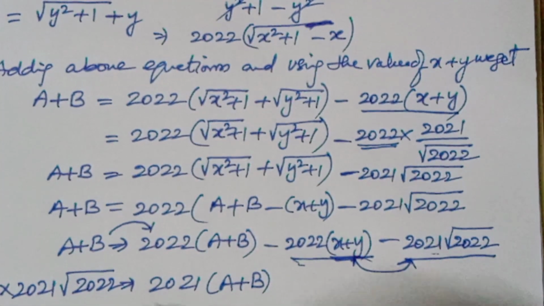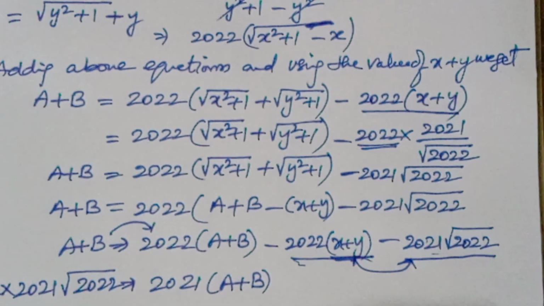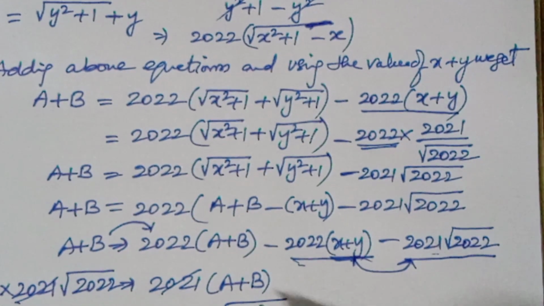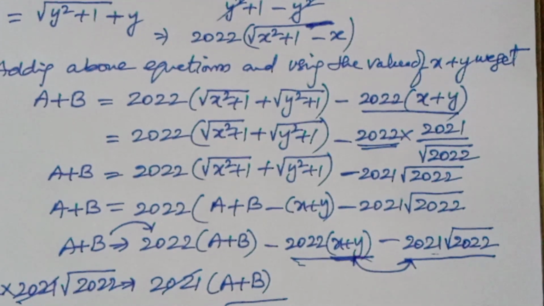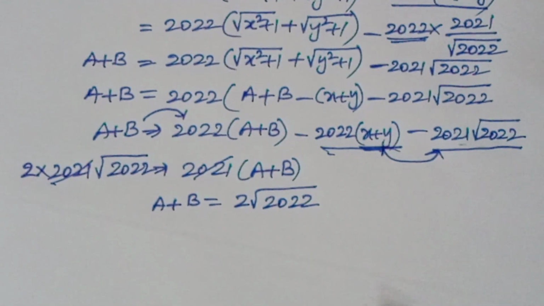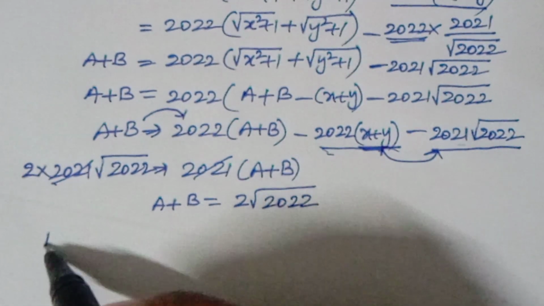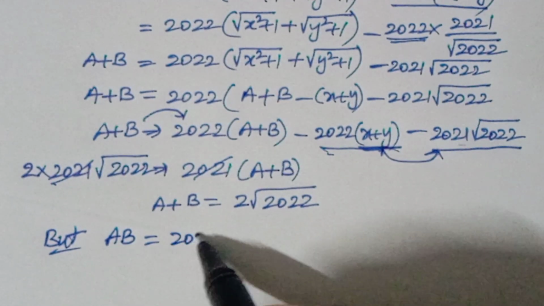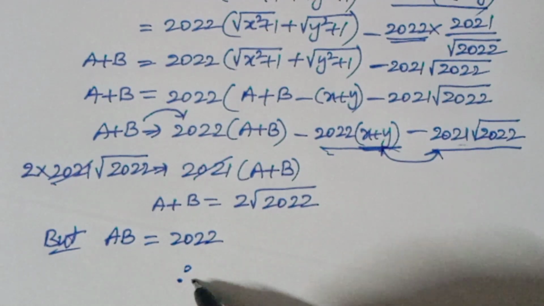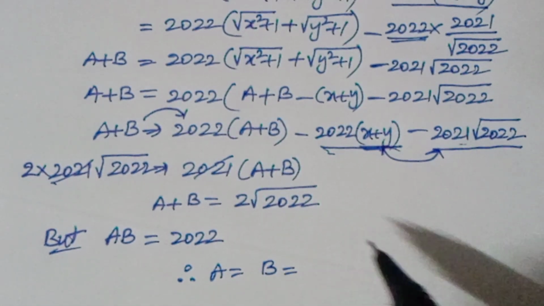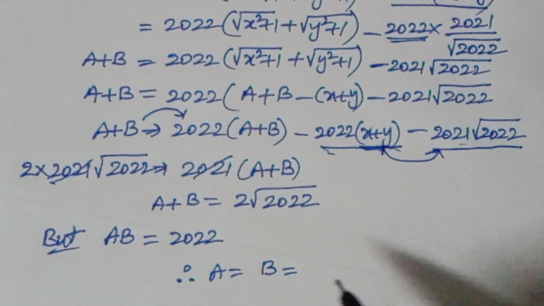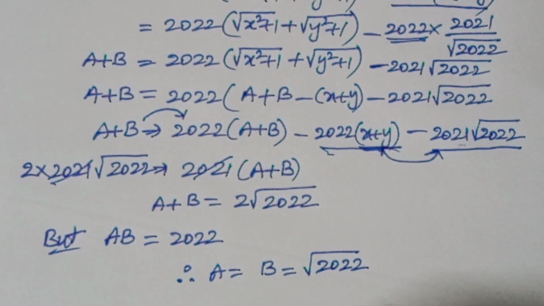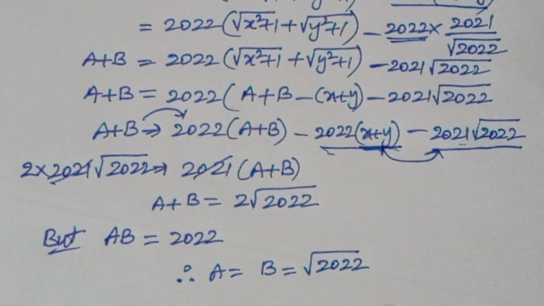Now here what will we get? a + b, 2021 cancel. a + b is equal to 2 root of 2022. But what is given in the problem? a + b is equal to 2022. Therefore a is equal to b is equal to square root of 2022. So from this x value is equal to y value.